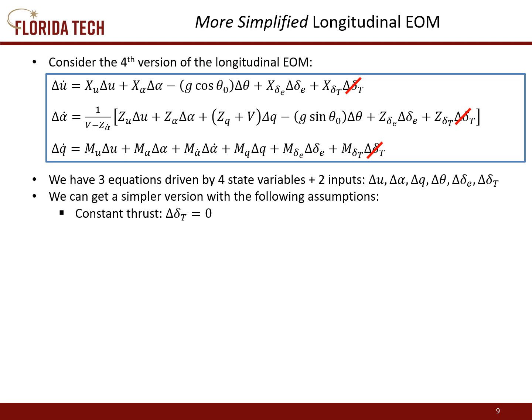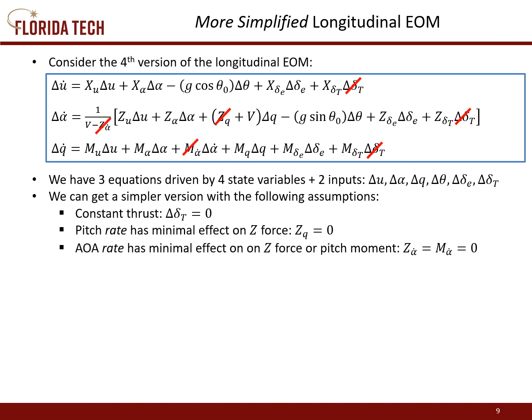First, let's just assume that the thrust is constant, so we'll get rid of all the delta t terms. Pitch rate really has a minimal effect on z-force, so Z_q can be 0. That goes away. Angle of attack rate also has minimal effect on the z-force, or really the pitching moment. So Z_alpha dot or M_alpha dot are 0, and those go away.